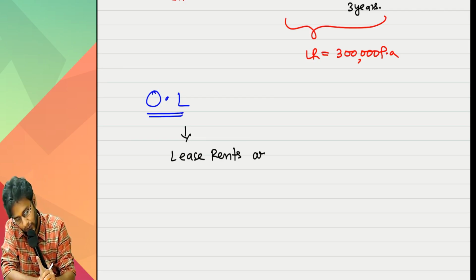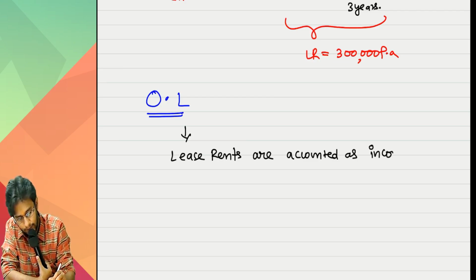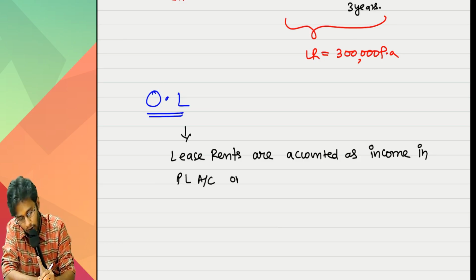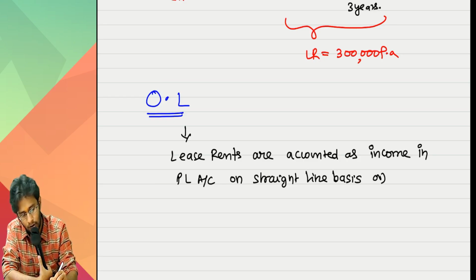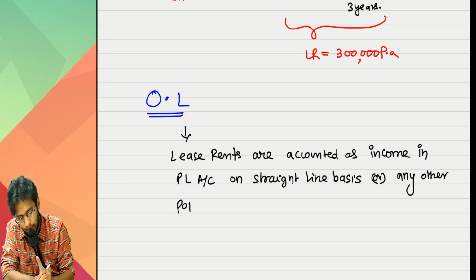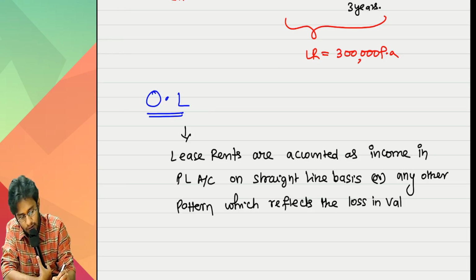Lease rents are to be accounted as income in your P&L account on a straight line basis. You have to apply SLM or any other pattern which reflects the loss in value of the asset.